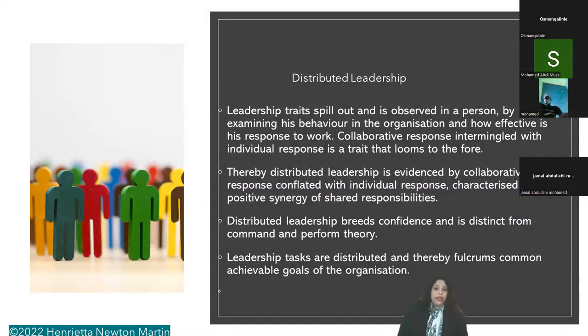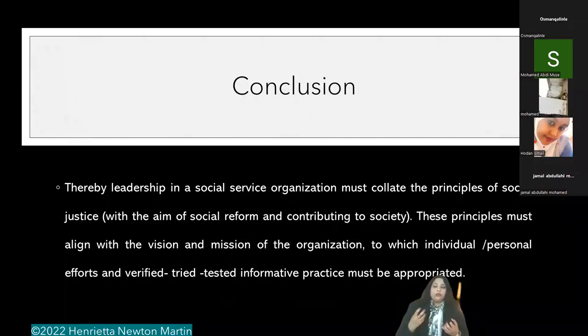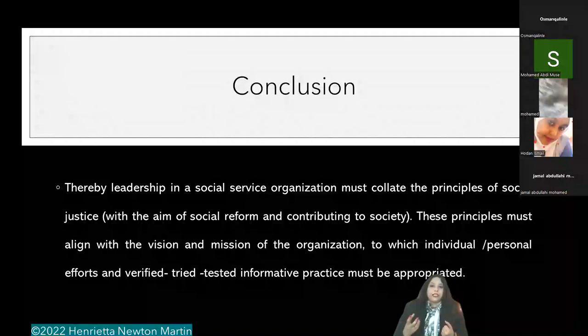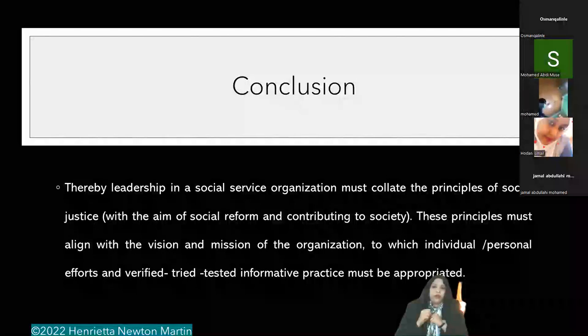Leadership tasks are distributed and thereby fulcrums common achievable goals of the organization. It revolves around achievable goals of the organization, where tasks are distributed, however they all aim at achieving the common goal of the organization. So this is about distributed leadership. Now, it doesn't mean that when there is distributed leadership, everything is perfect. There is a possibility of error, and how those errors are handled, and there is a possibility of conflict. But the danger in distributed leadership is sometimes there can be erroneous decision making or wrong decisions that may be taken. However, the accountability part of it, that who is responsible for it, the way they get accountable for it, they stand for it. I believe that's what makes the difference in distributed leadership.